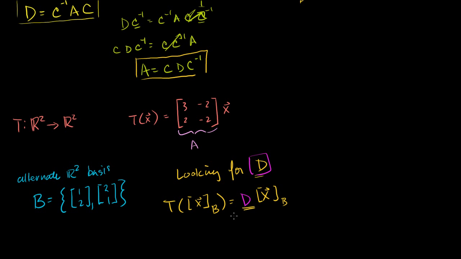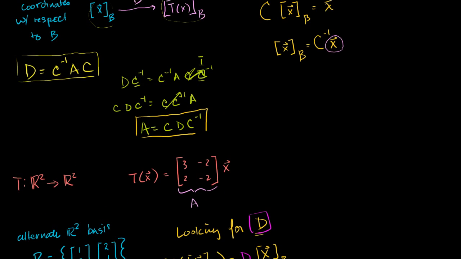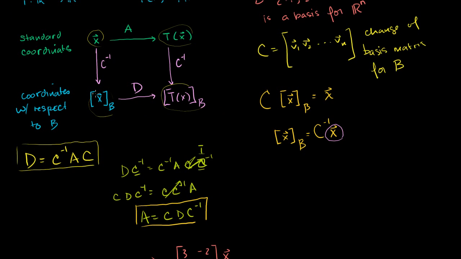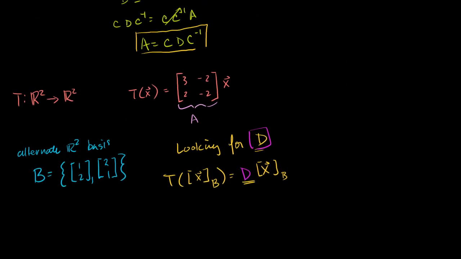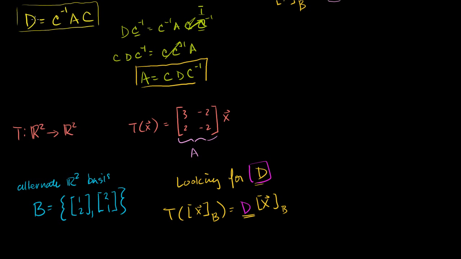So this is what I'm looking for. Or if we go back to our diagram, I'm looking for that. You give me x in B coordinates, and you multiply it by D, and I'm going to give you the transformation of x in B coordinates. Now, just applying it to this concrete example here, we have this formula right here. This is a formula for D, which we proved in the last video. So we have to figure out C inverse. So what is the change of basis matrix for B? Let me do it down here. I want to leave this up here.